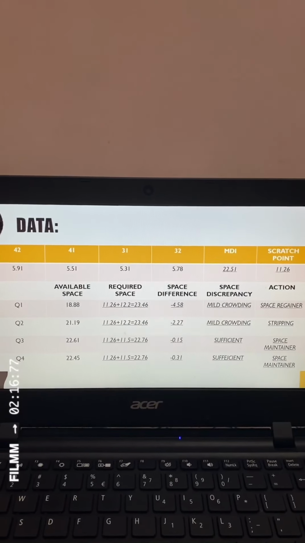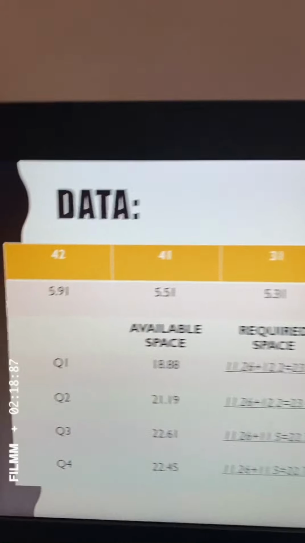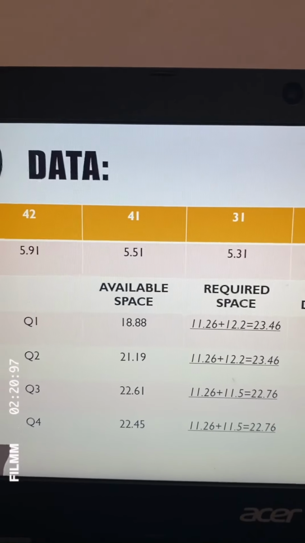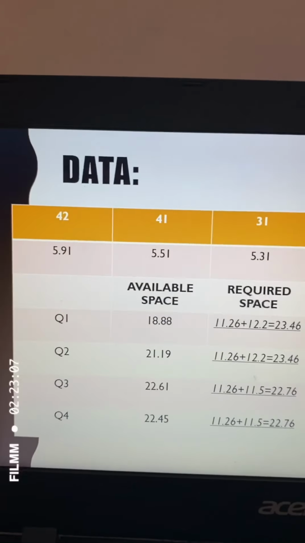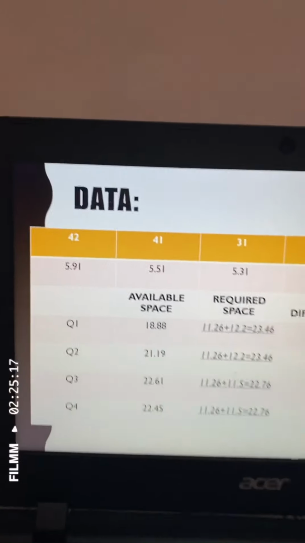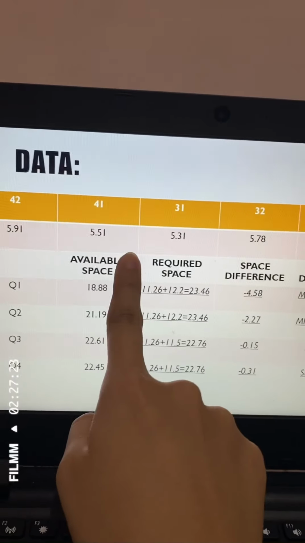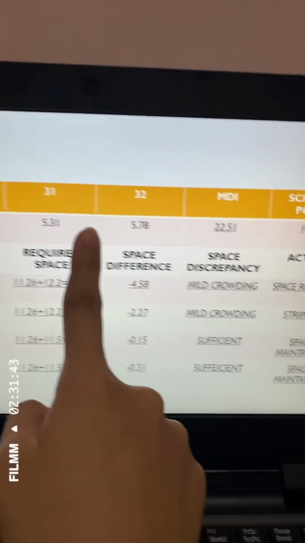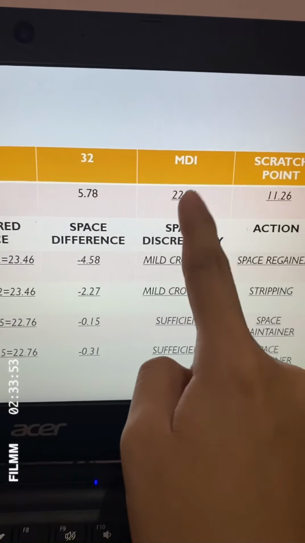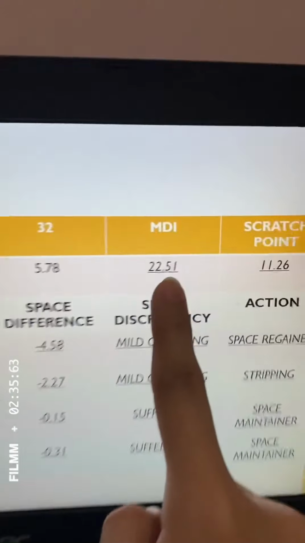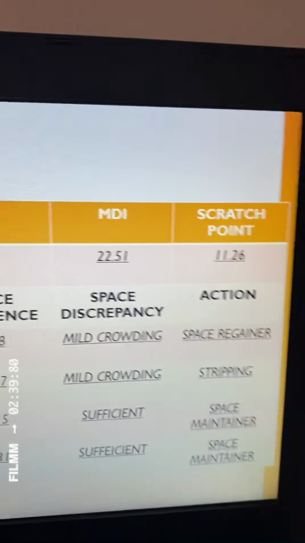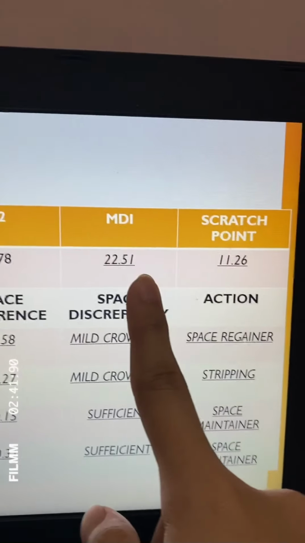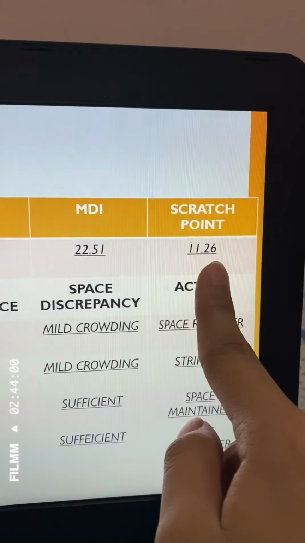Now let's go to the data. First things first, we need to solve for the MDI. The MDI is the summation of all the incisors, so we're going to add 4-2, 4-1, 3-1, and 3-2. After adding all of this, I got the result of 22.51. That is now our MDI. To get the scratch point, all we need to do is divide the MDI by 2. I got the answer, which is 11.26.